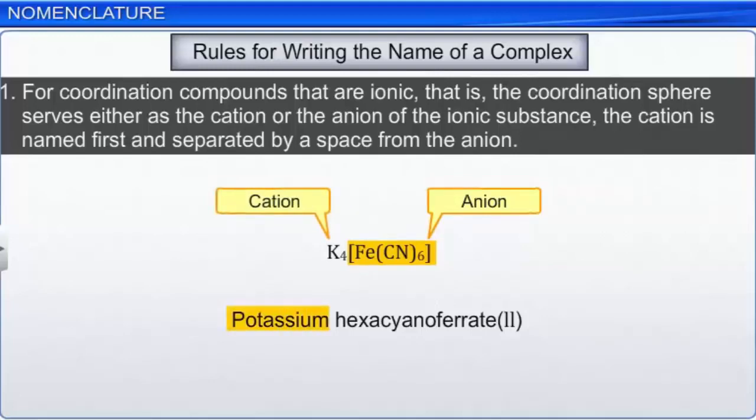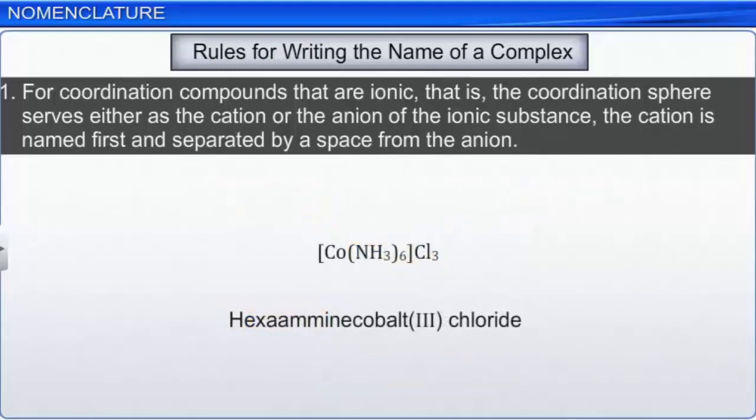On the other hand, in a complex such as [Co(NH3)6]Cl3, where the coordination sphere is a cation, the cationic coordination sphere is named first, followed by the name of the counter-anion, chloride.